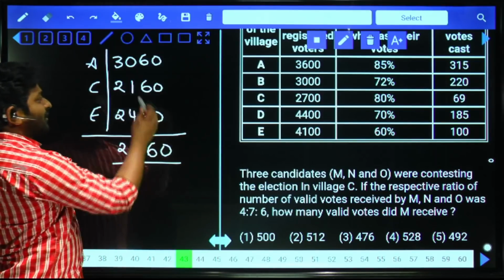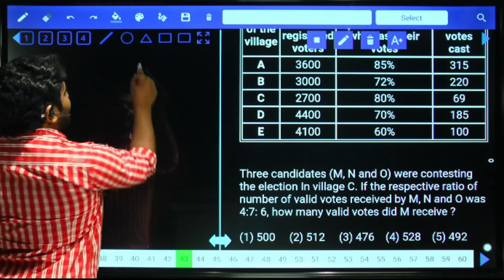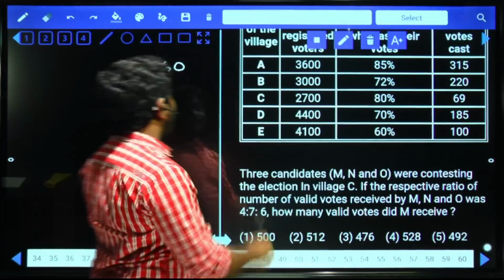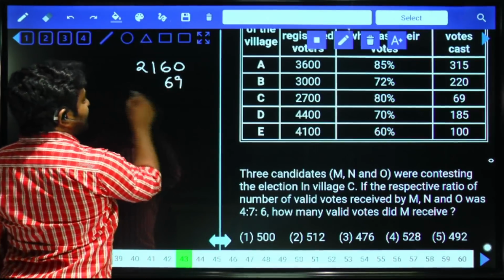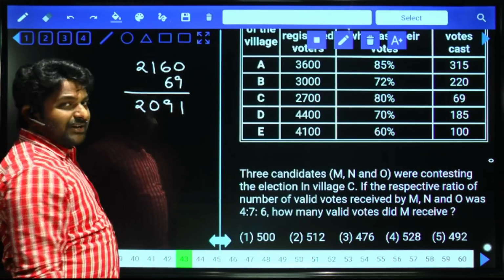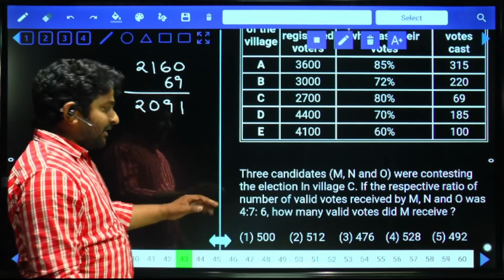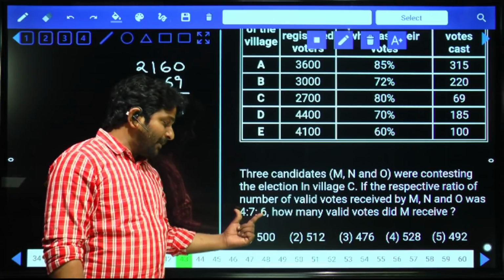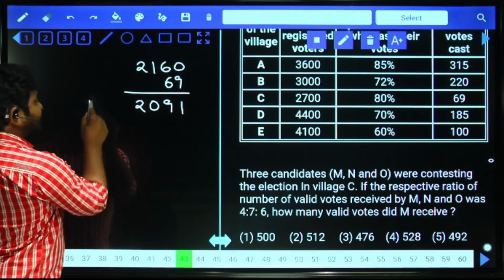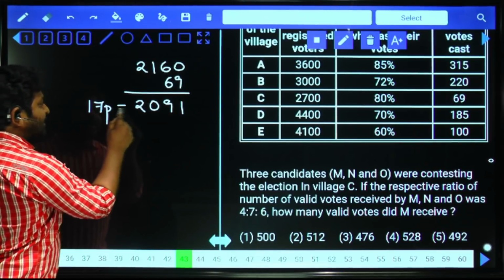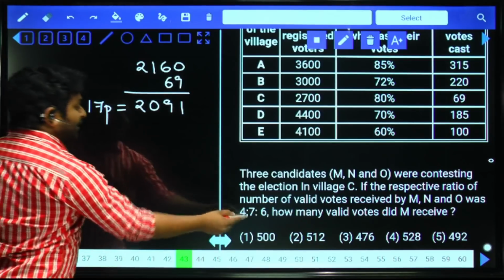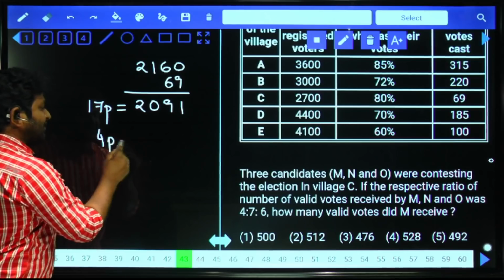Actually, the votes polled in village C are 2160. Out of this 2160, invalid votes are 69. So if you subtract 69 votes here, that will be 2091. So these are valid votes. These are divided among 3 members in the ratio 4:7:6. Total number of parts is 17 parts. So 17 parts is equal to 2091. Your question is to identify votes received by M.